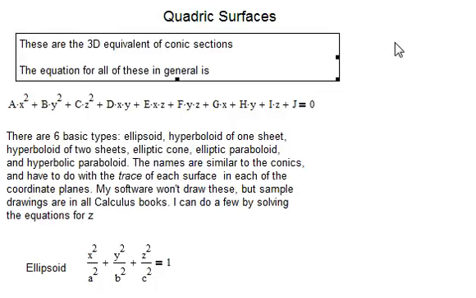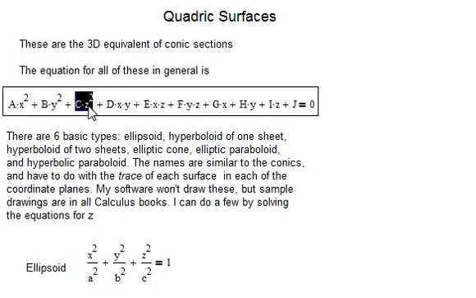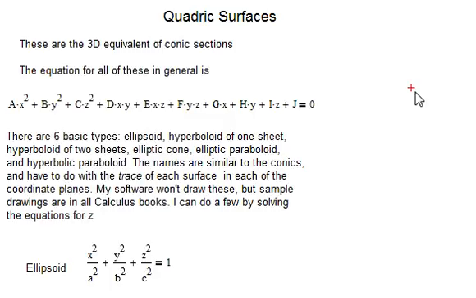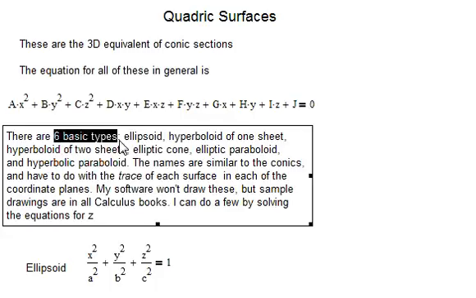But if you think about it in 2-dimensional space, if you kick out this term and all the terms that have z's in them, like this one and this one and this one, you would have a conic section. But now we're in 3-dimensional space, so we're going to have something more interesting than that. We're going to have a quadric surface. And there are 6 basic types.